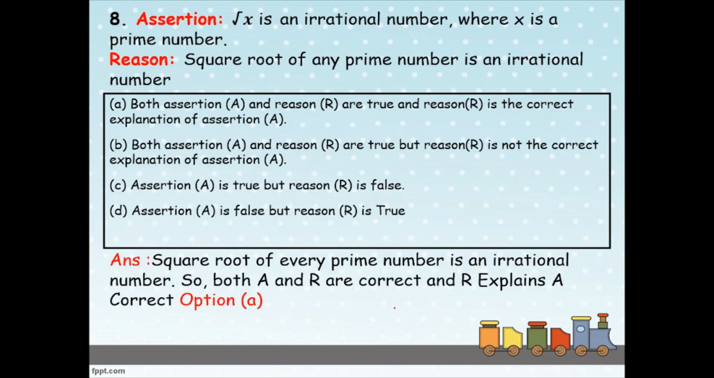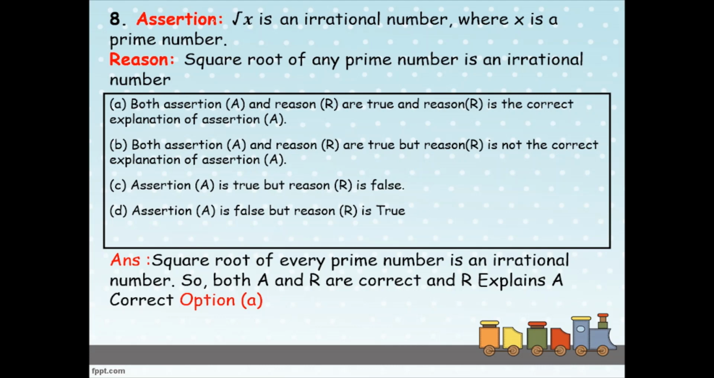Assertion: root x is an irrational number where x is a prime number. It means when any prime number comes under the root, it is an irrational number. Yes, we know this statement is true because root 3, root 5, root 7 are all irrational numbers. Now the reason is, square root of any prime number is an irrational number. This is what I explained just before. So this is a true statement.